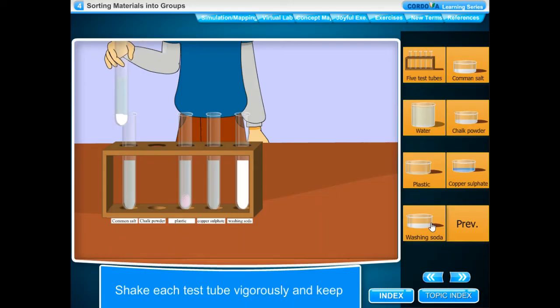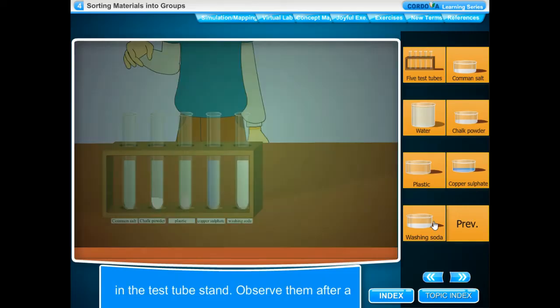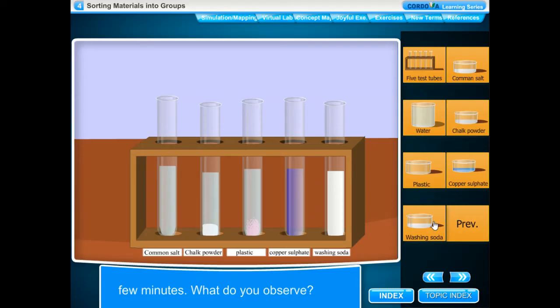Shake each test tube vigorously and keep in the test tube stand. Observe them after a few minutes. What do you observe?